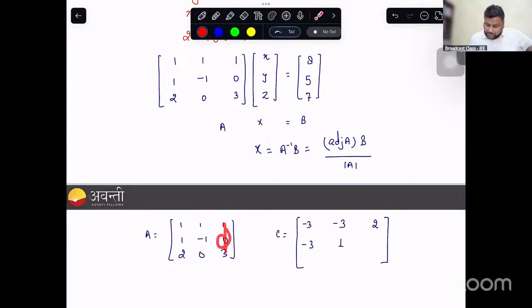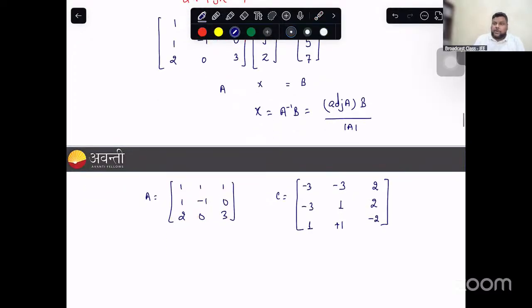Then with respect to this, 0 minus 2, so it is minus 2, and minus I will apply, so it will become plus 2. 1. With respect to this, it is 0 minus 1, minus 1, and minus I will apply, so it will become plus 1. And with respect to this, it is minus 1 minus 1, minus 2.